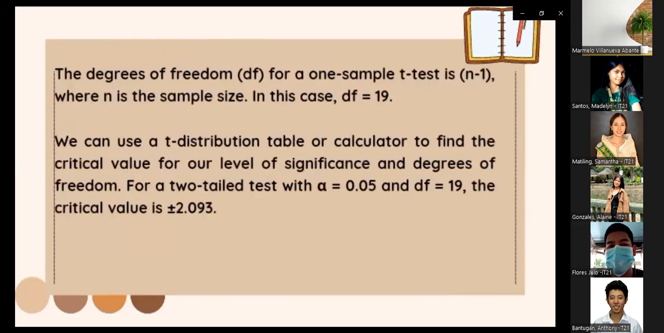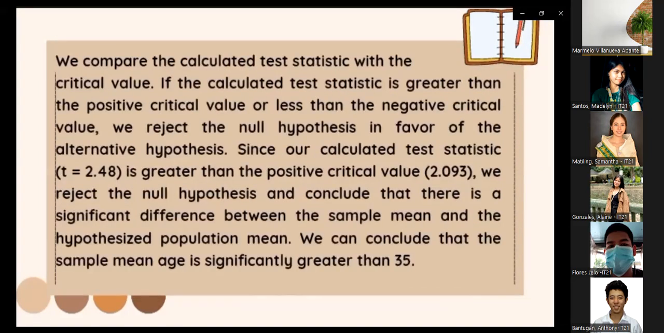The degrees of freedom, df, for a one-sample t-test is n minus 1, where n is the sample size. In this case, df equals 19. We can use a t-distribution table or calculator to find the critical value for our level of significance and degrees of freedom. For a two-tailed test with alpha equal to 0.05 and df equal to 19, the critical value is plus or minus 2.093.